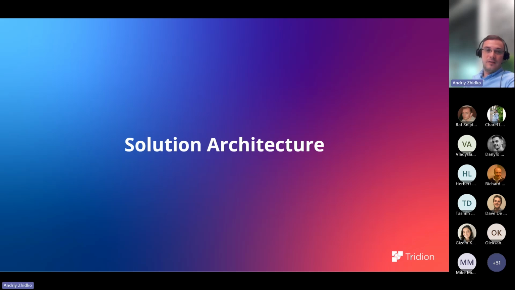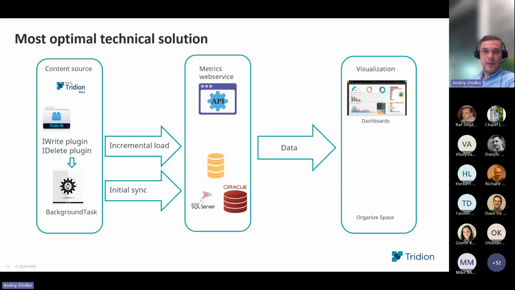So let's first start with solution architecture. As a first step, let's take a look at the high-level architecture of the solution. And I will explain why it's the most optimal technical solution that we did choose. So it has a couple of main parts. So the content source part.